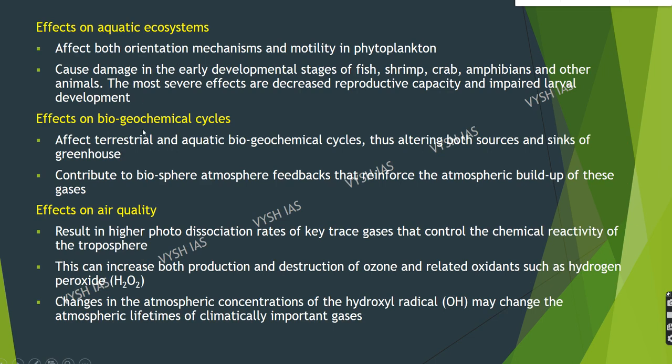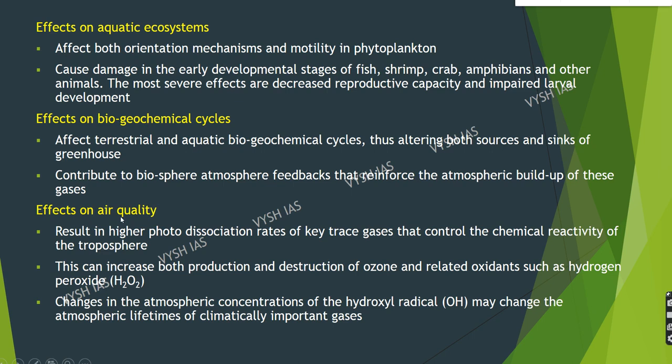Effects on biogeochemical cycles. Increase in solar UV radiation affects terrestrial and aquatic biogeochemical cycles, altering both sources and sinks of greenhouse and other gases. The changes would contribute to biosphere-atmosphere feedbacks that reinforce the atmospheric buildup of these gases.